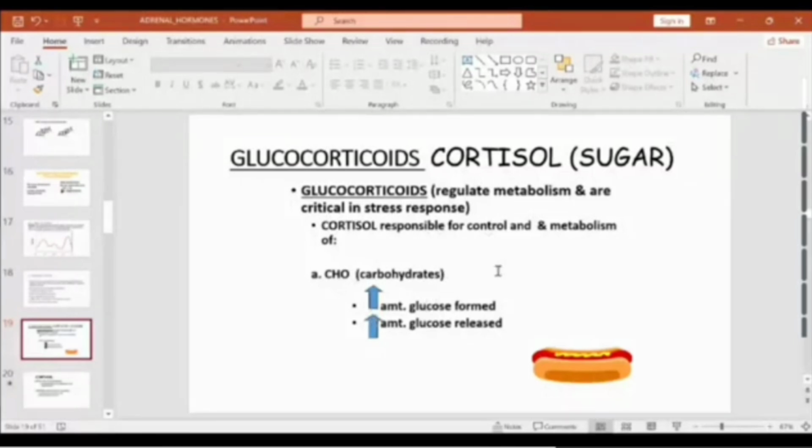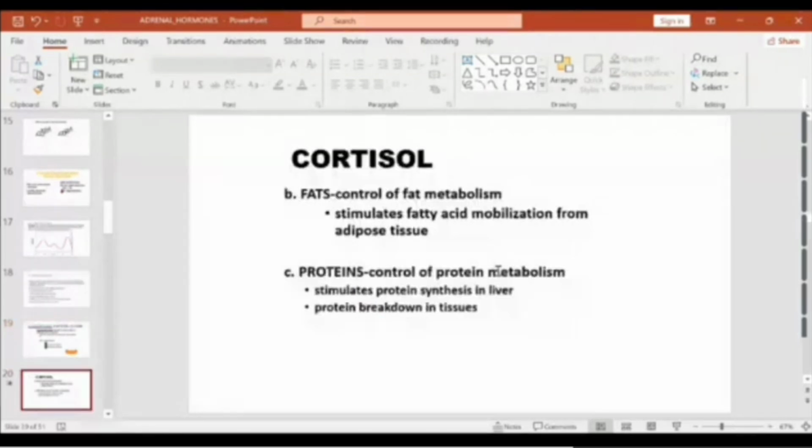in that it increases the amount of available glucose, either the one already available or the one that needs to be synthesized. So we call that one gluconeogenesis. On carbohydrate, it increases the level of sugars in the body, raising your sugar level by mimicking almost the same function as glucagon. Regarding fat metabolism, it stimulates fatty acid mobilization from the adipose tissue. And on proteins, it causes synthesis in the liver, and it causes the breakdown of tissues.